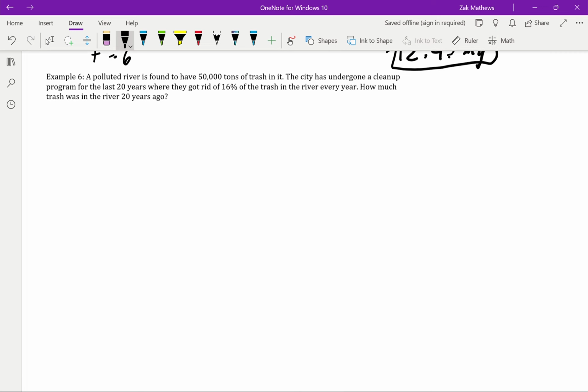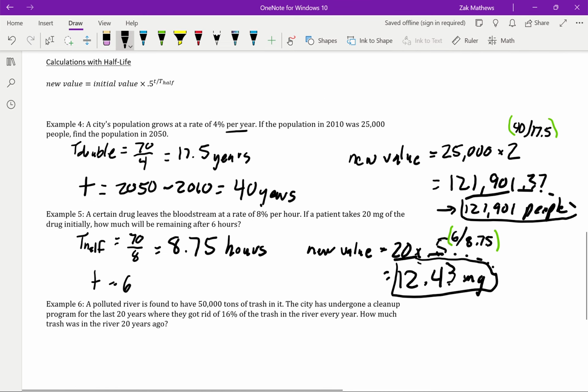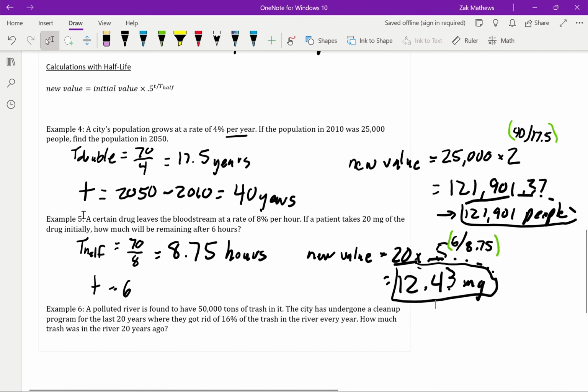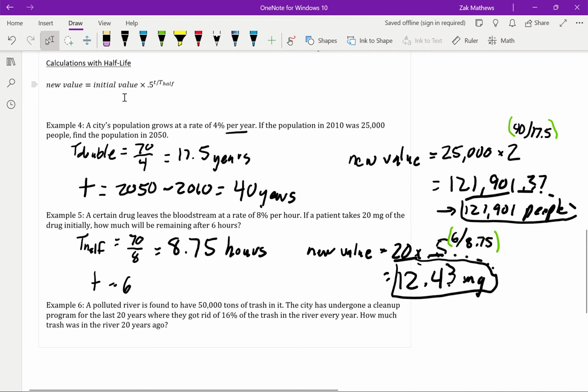A polluted river is found to have 50,000 tons of trash in it. The city has undergone a cleanup program for the last 20 years where they got rid of 16% of the trash in the river every year. How much trash was in the river 20 years ago? So if we come back up to these formulas, we are dealing with a half-life again. We're getting rid of trash, it's going away. And this time we actually are given the final value, 50,000 is what they have now. We want to know the initial value. So we're going to have to solve this one a little bit differently.